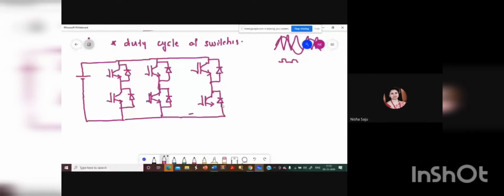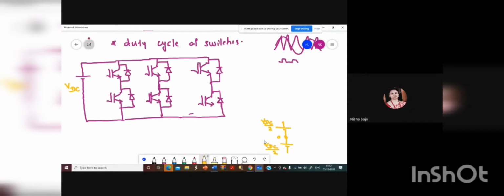Okay, third leg. As you can see here, this is the VDC. Here you will have two levels, either 0 or VDC. Or if you want, you can split that also. You can have a midpoint like this, and then you can take the 0 point here. Then at that time, you will get VDC by 2 for the top part and minus VDC by 2 for the bottom part. So again you will have two states, plus VDC by 2 and minus VDC by 2.